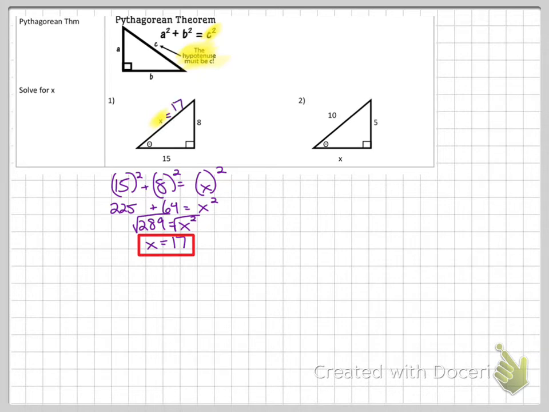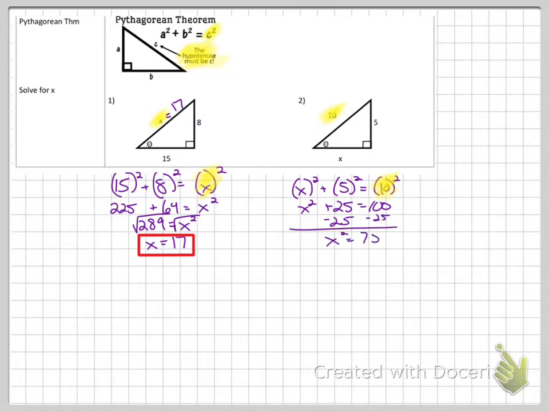Number 2, find your hypotenuse. So x squared plus 5 squared equals 10 squared. Make sure your hypotenuse is always on the equal to side. So this is x squared plus 25 equals 100. Subtract the 25. X squared equals 75. Square root both sides.